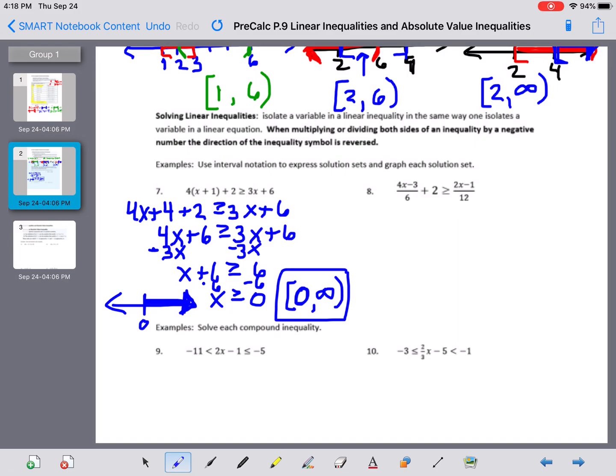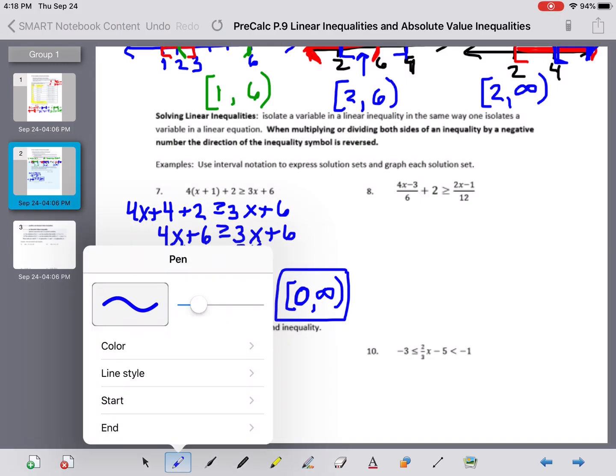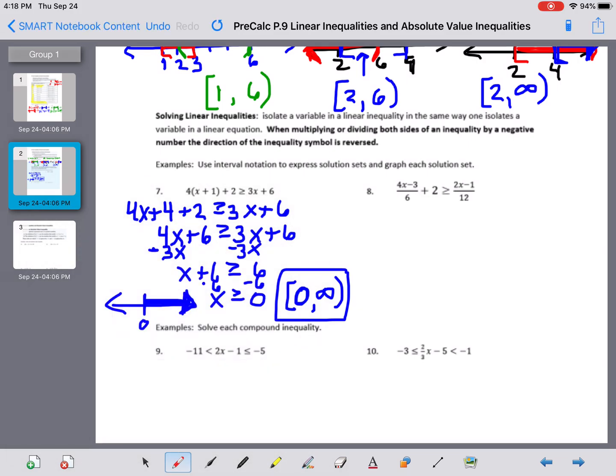All right, wow, number 8 looks kind of like a doozy here. Let me give you a hint on 8. Let's get a common denominator first. Okay, so I'm going to put 2 over 1. 6, 1, and 12. Common denominator. How about 12? So that means I'm going to multiply the top by 2 on this one. That means I'm going to multiply 2 times 12. Greater than or equal to, and I already had 12, so I don't need to do anything on the right side.